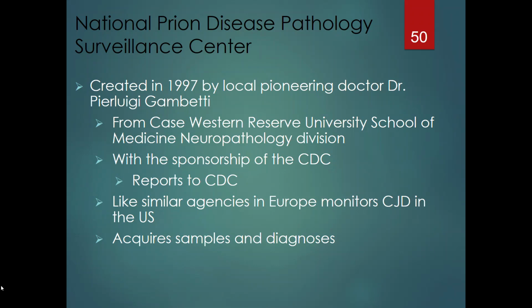The National Prion Disease Pathology Surveillance Center was created in 1997 by a local pioneering doctor from the Neuropathology Division of Case Western Reserve University School of Medicine. The center operates under the sponsorship of the CDC, the Center for Disease Control and Prevention, and reports to the CDC. Like similar agencies in Europe, the center monitors cases of CJD in the United States. The center acquires samples of tissue to make diagnoses of prion diseases.